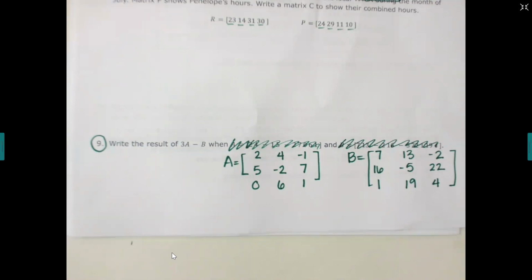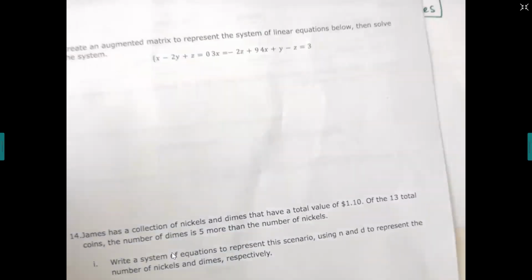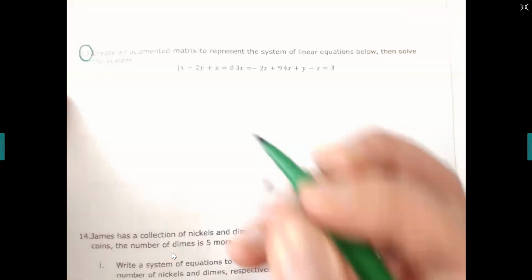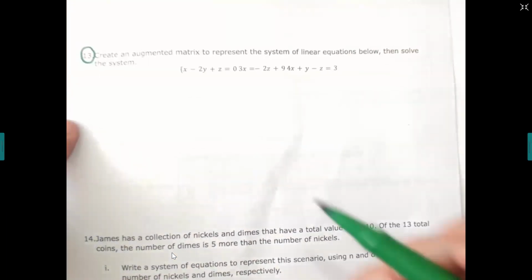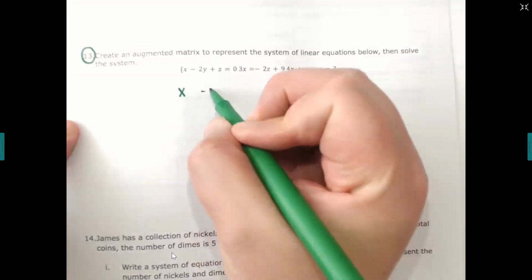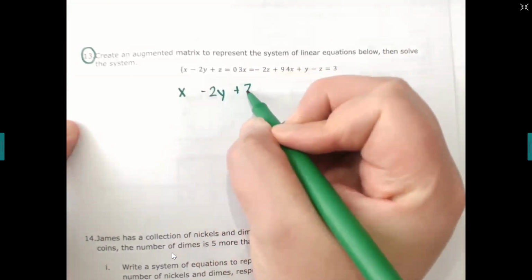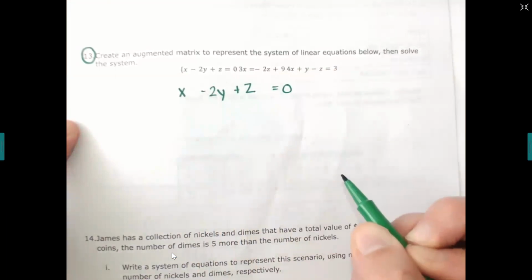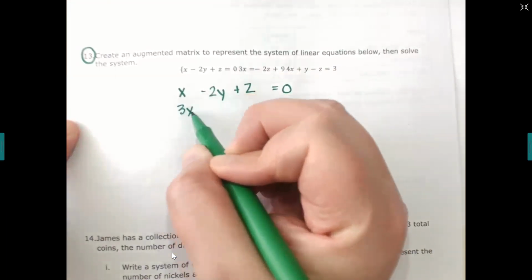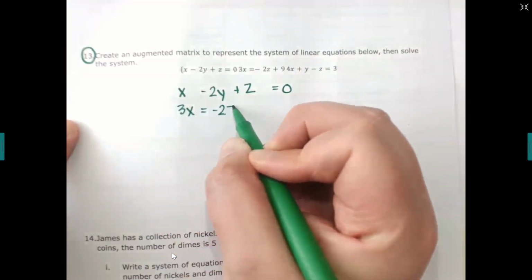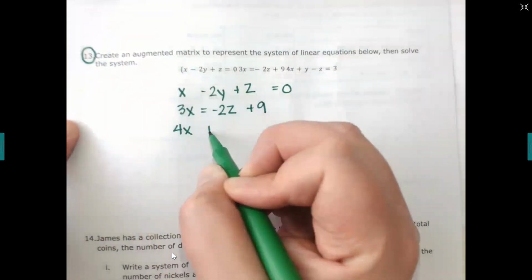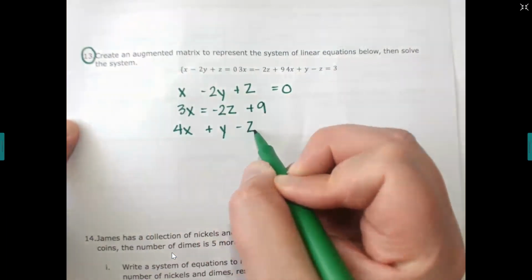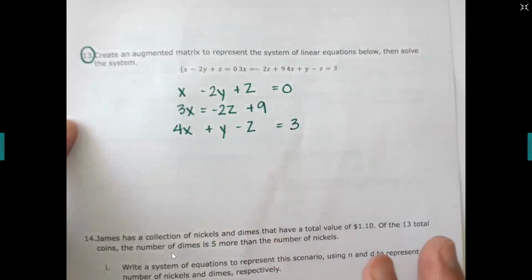Go to number 13, we're just gonna fix the matrix. You can do number 13. And it should look like this. x minus 2y plus z equals 0. 3x equals -2z plus 9. 4x plus y minus z equals 3.